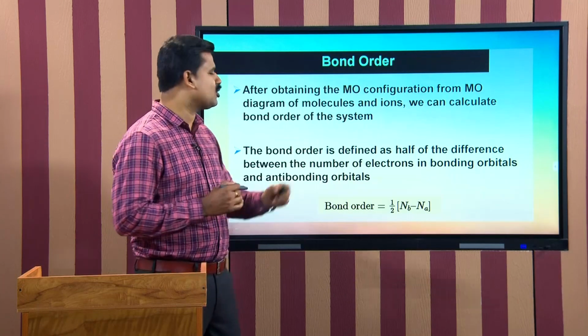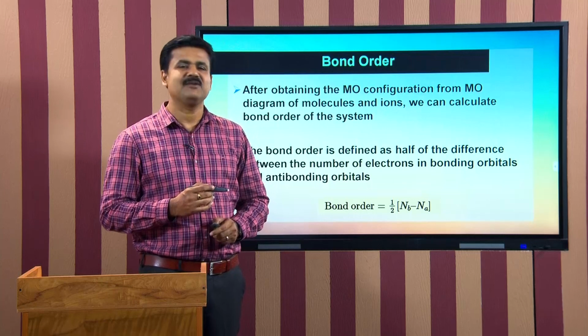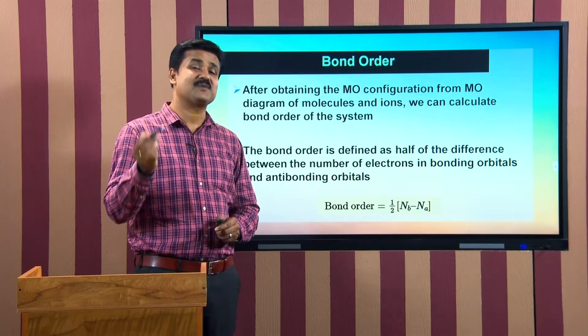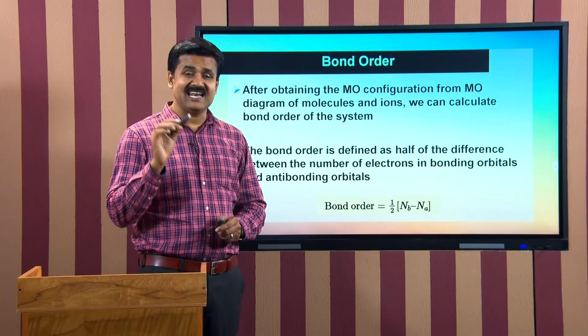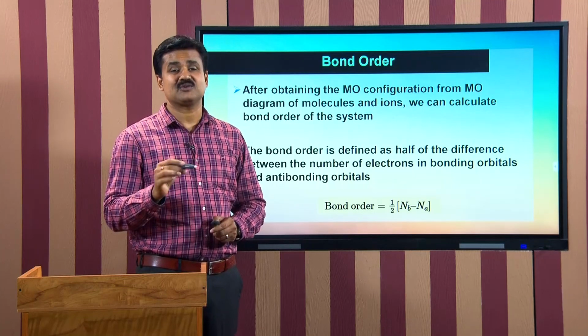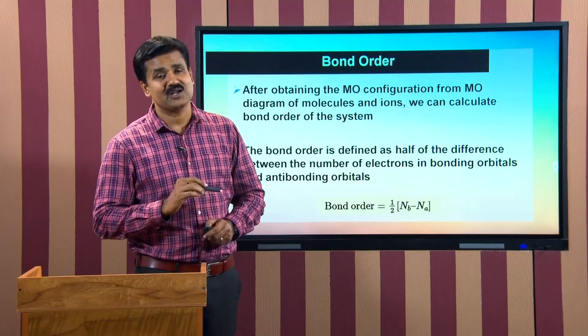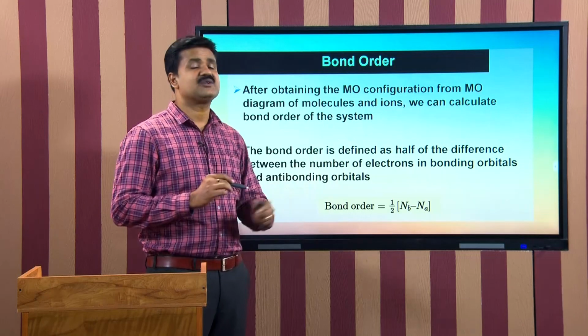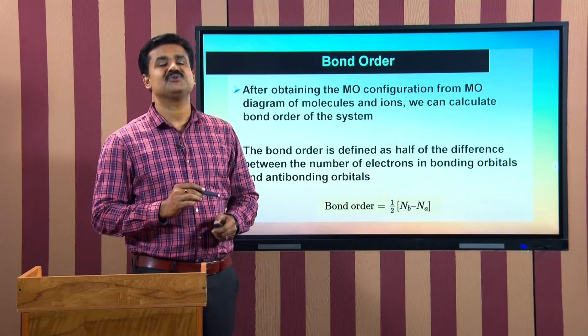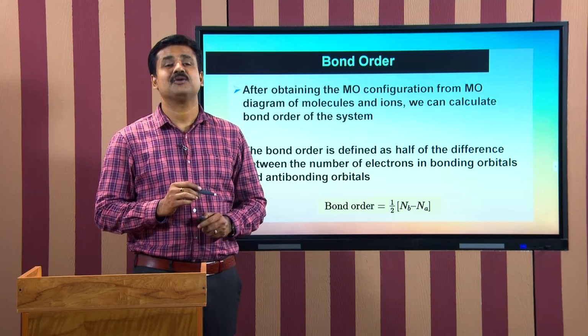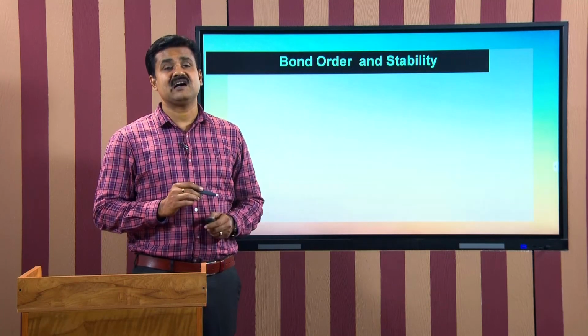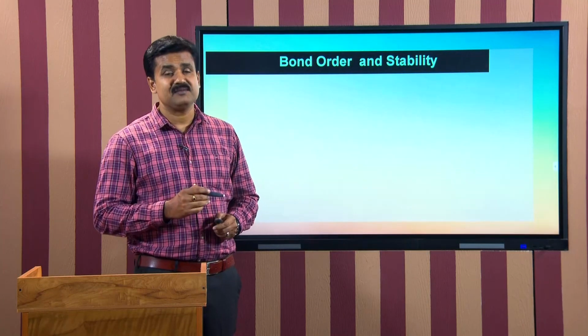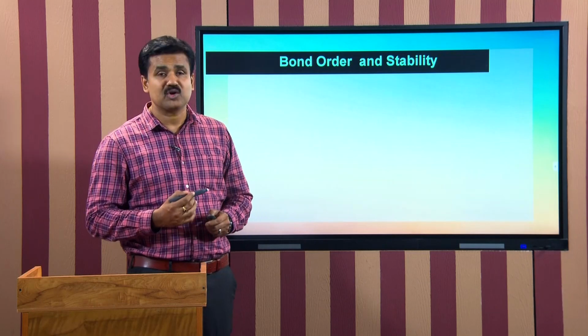So, bond order equals half of Nb minus Na. Nb represents bonding electrons, electrons present in bonding orbitals, and Na represents antibonding electrons, electrons present in antibonding molecular orbitals. So, we have to take the difference and divide by 2 to get a quantity. That quantity is called bond order. Bond order has a strong connection with stability. Much information we will get from bond order also.